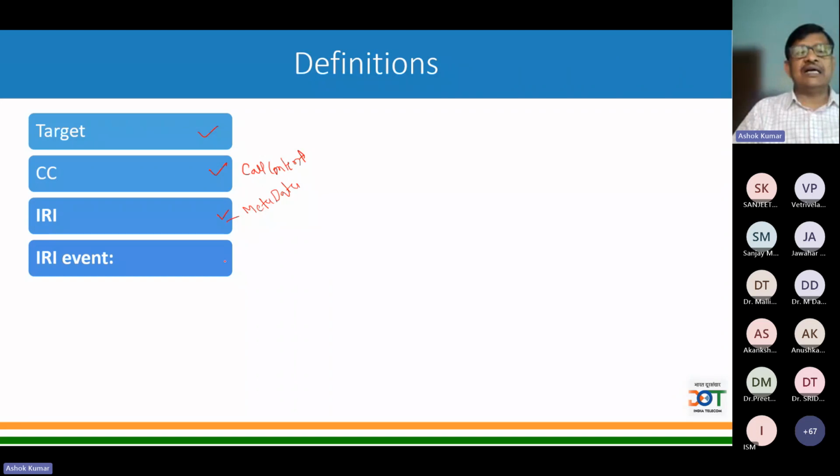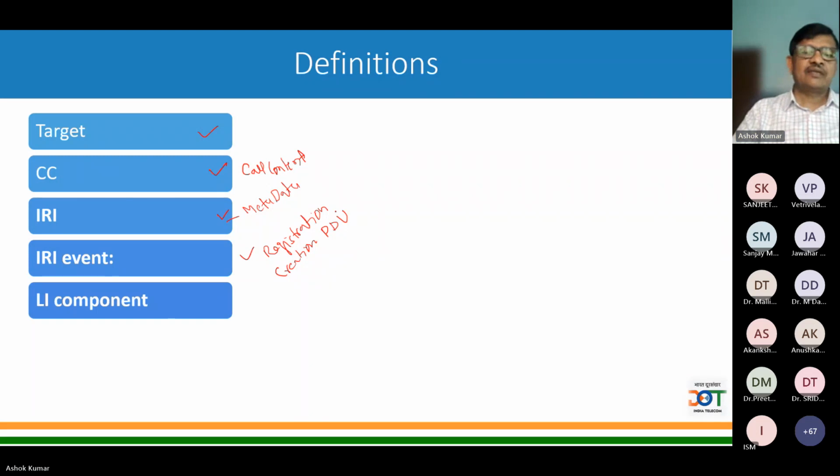Then there is something called IRI event. Various events inside the 5G network are called IRI events. I can give one example. When a mobile phone gets registered onto the network, registration of a mobile number is one of the IRI events. And as we know, in 5G, when a data session is created, it's called a PDU session. Creation of a PDU session is also an IRI event. Such events are called IRI events because they will give some information to LI agencies.